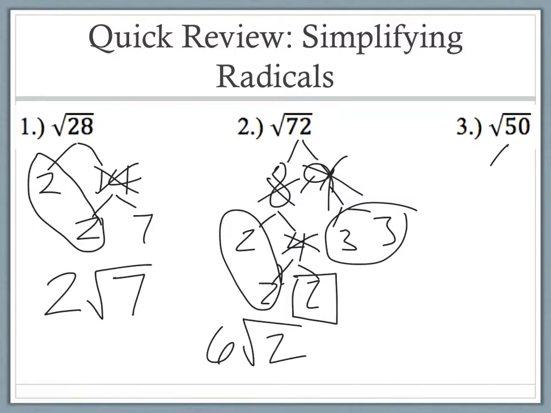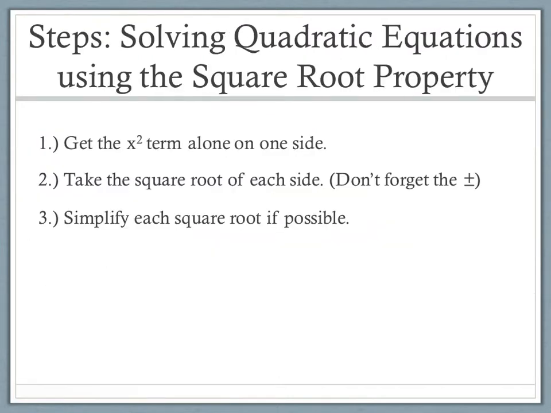Now if I do the last one, 50, well that's 5 and 10. And then 10 is just 5 and 2. So I have a pair of 5's, so 5 comes out, and then I would leave that square root 2. If there were two things left on the inside, I would just multiply the stuff on the inside. So anytime there are pairs or things left behind, we multiply them, whether they're on the inside or outside. Okay, so our steps. That was kind of to get us ready for this.